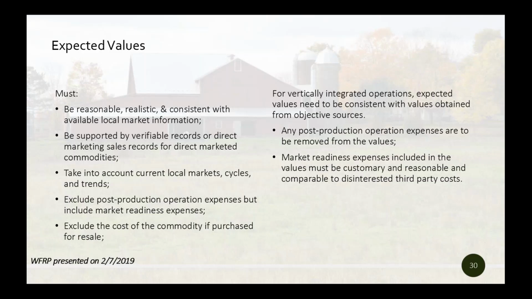So reading from different sources, perhaps if you're growing some grapes, and those grapes are put into wine, the cost to make those grapes into wine would be post-production expenses that need to be taken out. And then finally, the market readiness expenses can be included, but they must be customary and reasonable and comparable to disinterested third-party costs. So you can see how you and your agent will get to be very close in deciding all these different kinds of determinations.